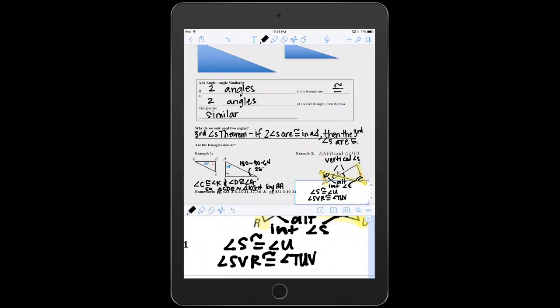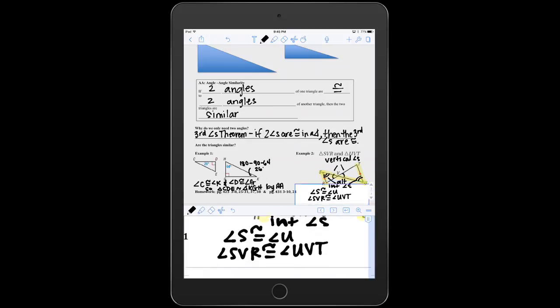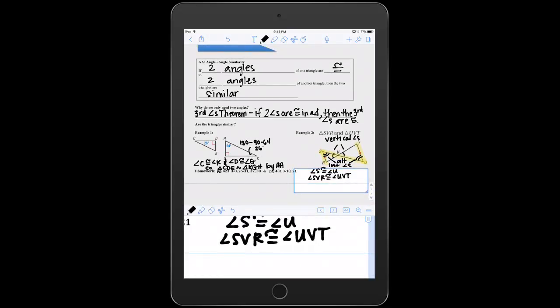Nope, I'm sorry, I messed up my order there. Sorry, guys. To angle UVT. There we go. And so, because of that fact, triangle SVR is similar, so the one squiggle, to triangle UVT by AA.